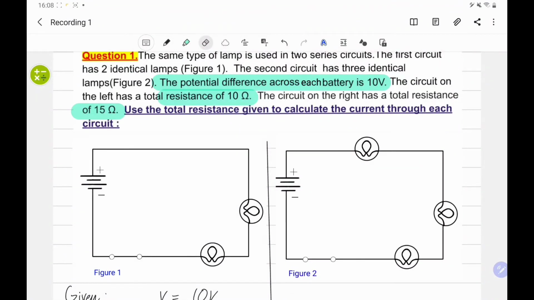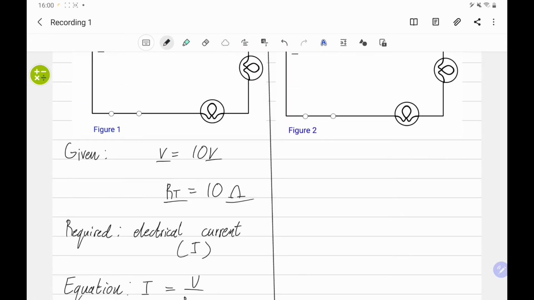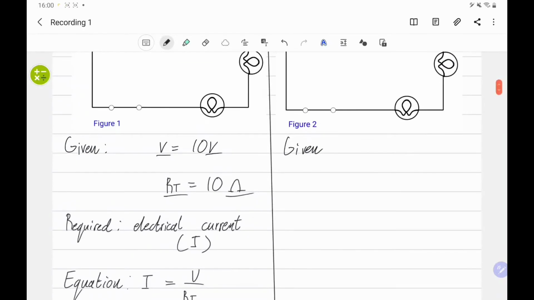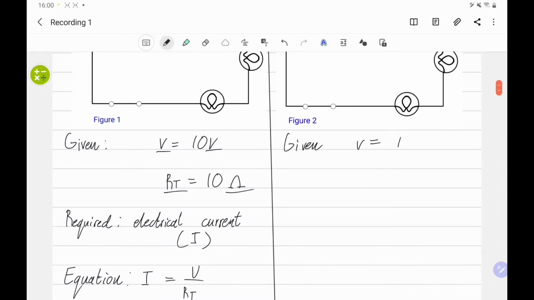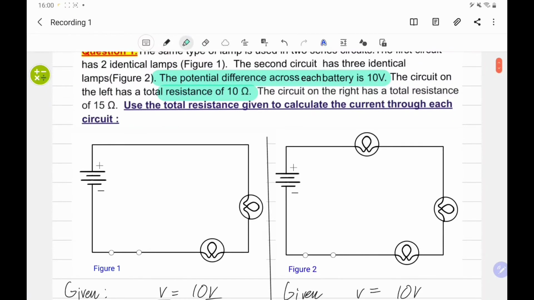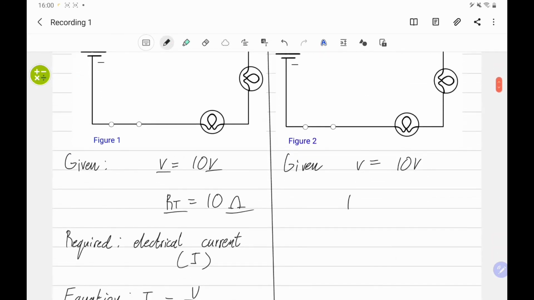Now, figure 2. We're going to do the same thing in figure 2 that we did in figure 1. And that's by stating the given. As it says from this sentence, both batteries have 10 volts. So, the amount of voltage is 10 volts. But the resistance in this circuit is 15 ohms. The total resistance is 15 ohms, not 10. So, RT equals 15 ohms.